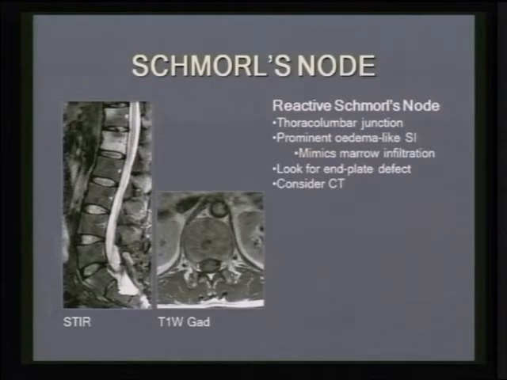One feature to be aware of, particularly in Schmorl's nodes arising around the thoracolumbar junction, is that a relatively small Schmorl's node can result in very diffuse marrow edema. So here we have a small end plate defect, you can see in the superior end plate of L1, which has resulted in edema throughout the whole of the vertebral body, which is mimicking infiltration, potentially due to a malignant tumor. So it's important to be aware that this can be due to a small Schmorl's node. We actually see the node on the axial T1 weighted images following contrast.